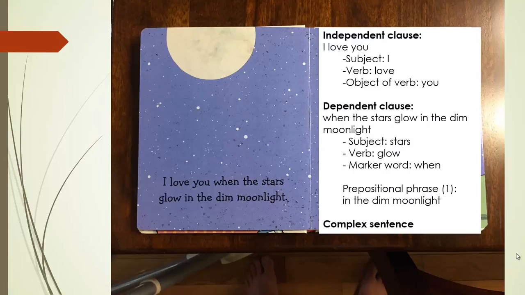So as we look through the dependent clause, what's our subject? The subject is stars. What are the stars doing? They glow. What else is in that dependent clause? In the dim moonlight. What's that? It's a prepositional phrase. Preposition in, object moonlight. The and dim are modifying moonlight. They're describing moonlight. And since we have an independent clause, I love you, and the dependent clause, when the stars glow in the dim moonlight, we have a complex sentence.